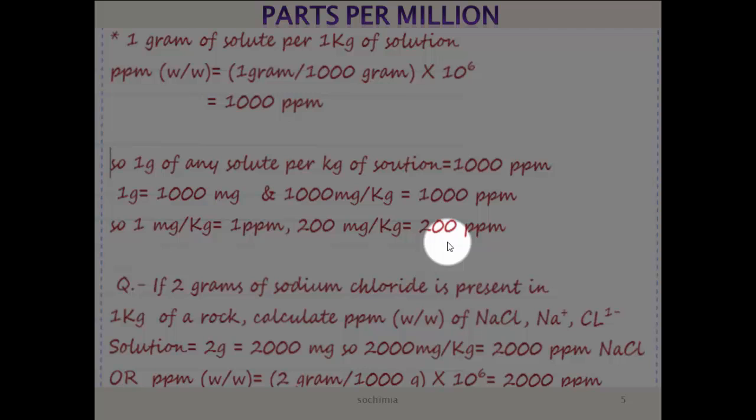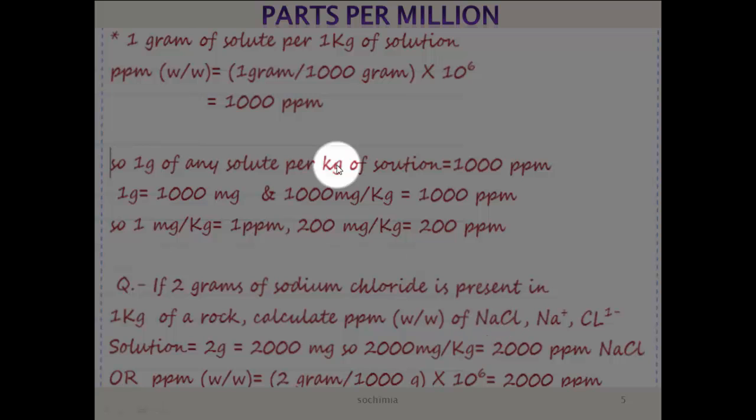In order to understand the concept at a relatively more complex level, there is a problem here, and it states that if you have 2 grams of sodium chloride in 1 kilogram of a rock, then you need to calculate ppm weight by weight of NaCl first, sodium ions second, and chloride ions third. So you have 3 portions of this numerical: A, B, and C.